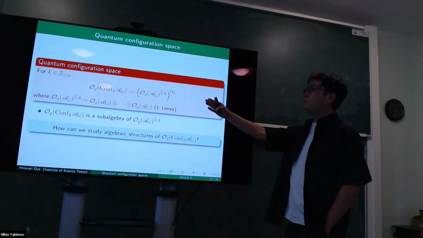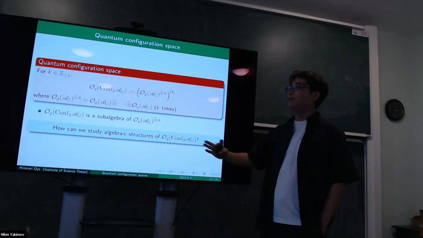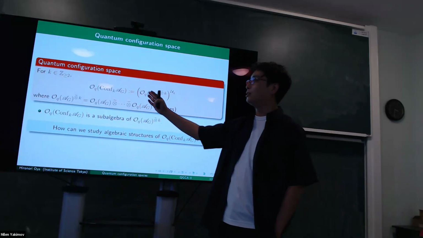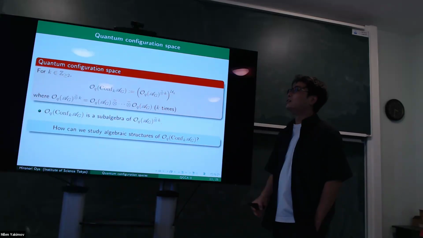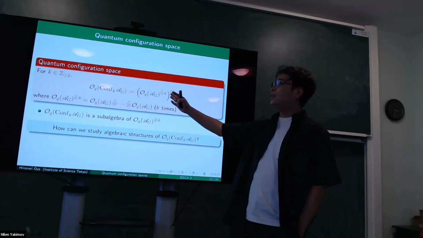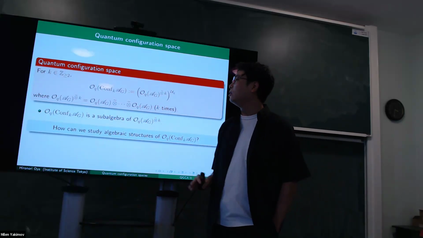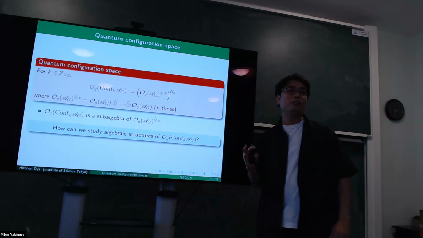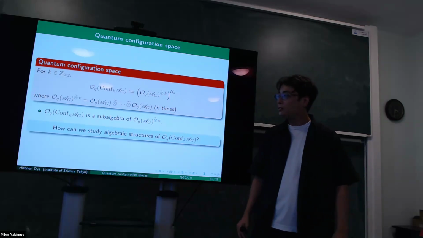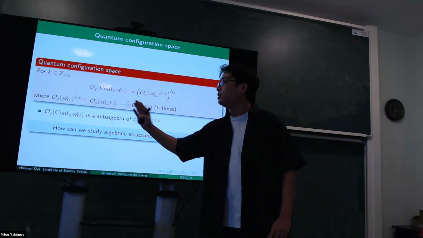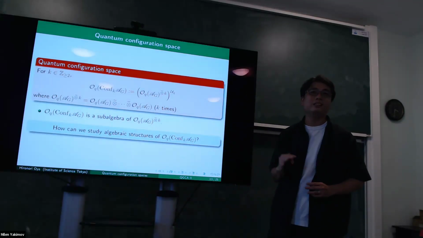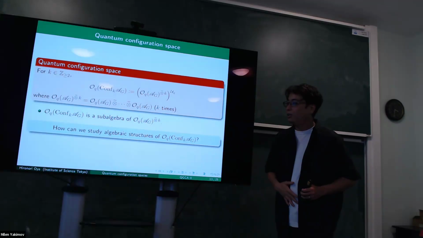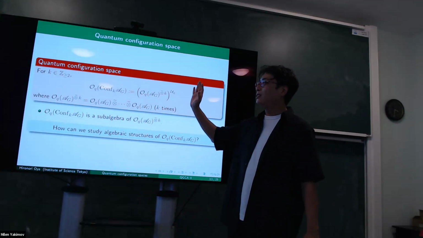So if we use the graded tensor product, then we can define the configuration space naturally. We consider the K times graded tensor product of OQ of AG and take the UQ invariant part. Then this is a subalgebra, because the multiplication is compatible. Okay, so this is the definition.